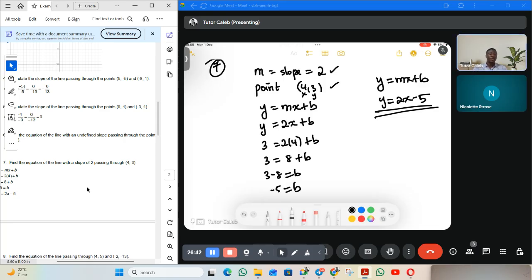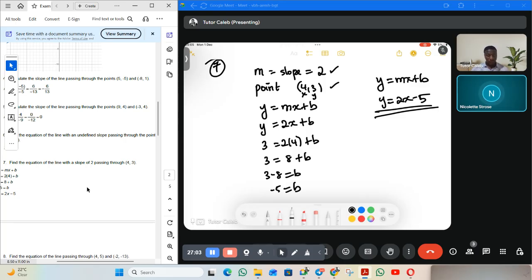Yes. Keep going. So as x, you put 4, because it's the point that is given to us, right? Okay. So you put 4 as x, and 3 as y.